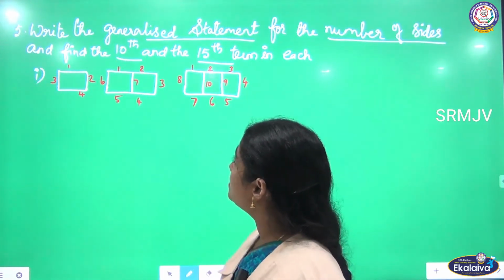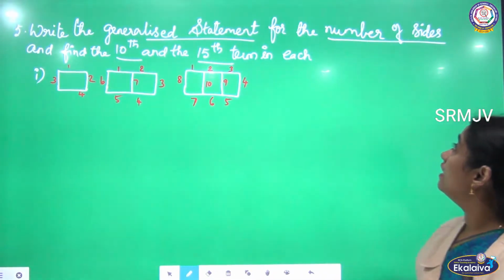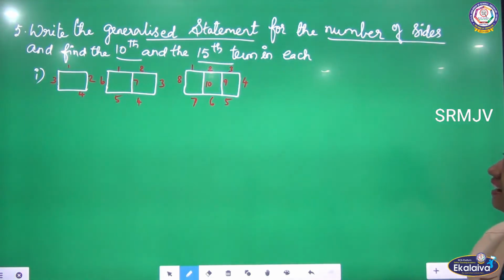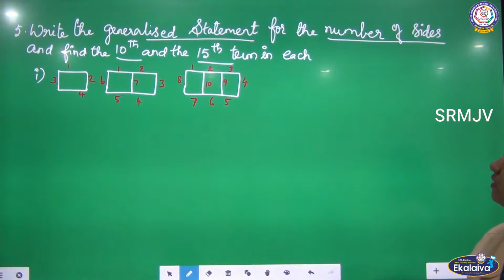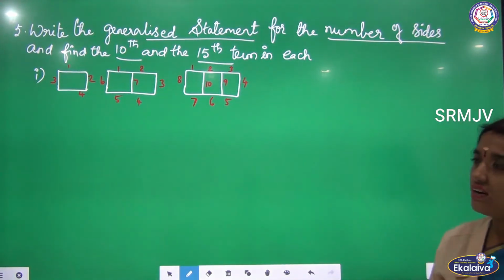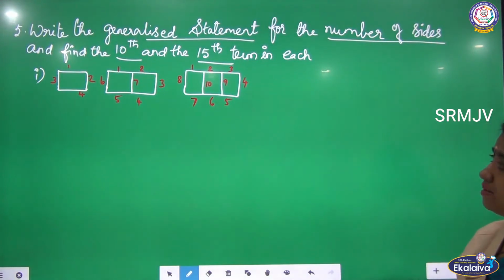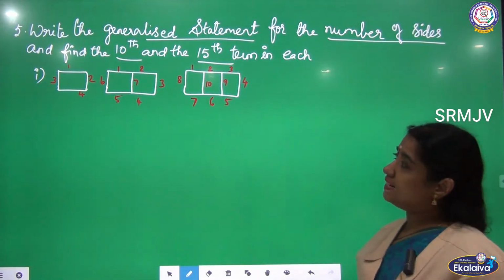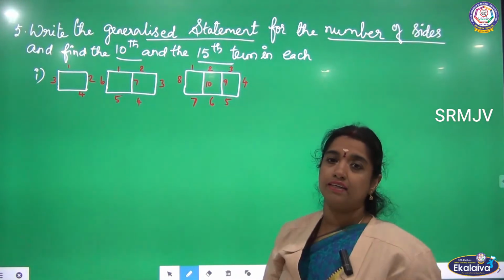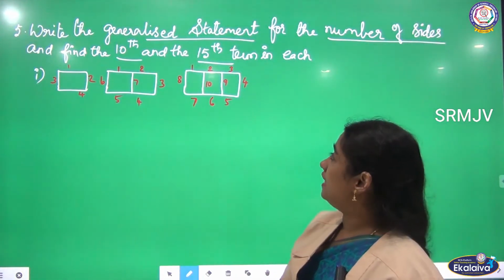Listen, write the generalized statement for the number of sides and find the 10th and the 15th term in each. So you are going to find out the generalized statement here, first step. After finding the generalized statement, you are going to find out the 10th term as well as the 15th term.